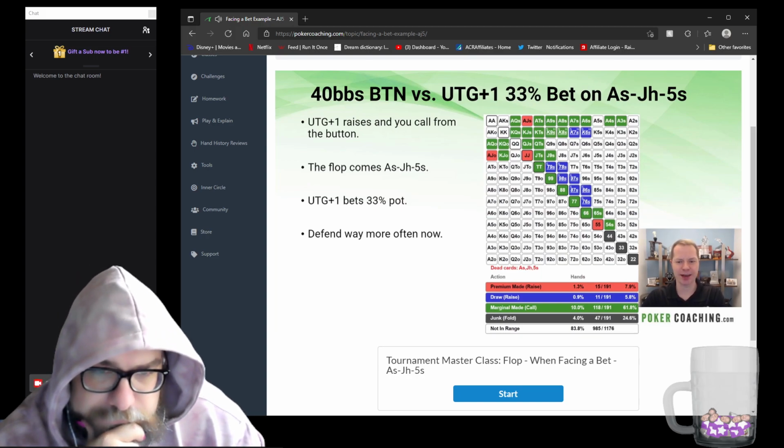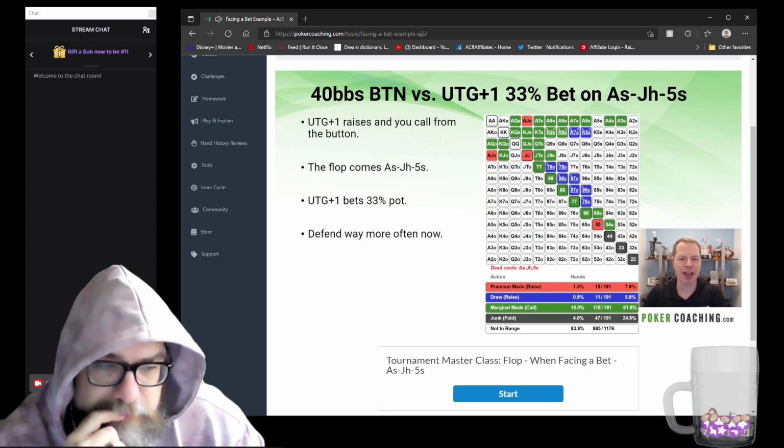All right. What about now when we're in position? Button against under the gun. Well, now, because we are in position, we should be defending way more often. Also, our range is just going to be generally stronger. So in this scenario, under the gun +1 raises, we're on the button, we call, flop comes ace jack 5, they bet 33% pot. Well, again, we should raise our best hands and our draws.